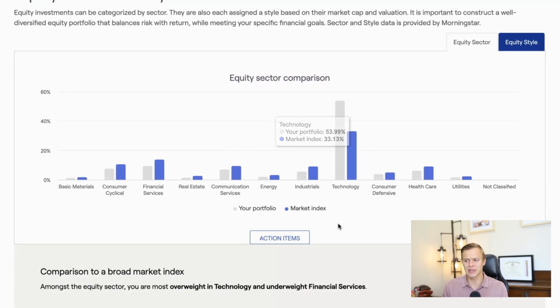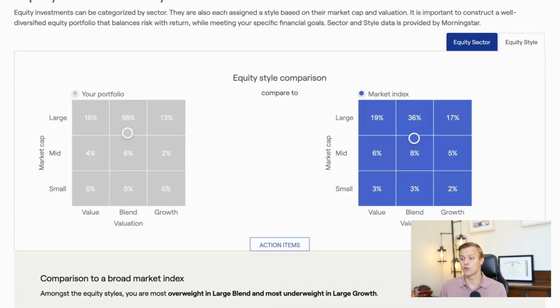And so guys, this is a really good way to look at your portfolio from a sector perspective to make sure that you are diversified, that you have some investments in each separate sector. And as we can see here, if we would like, we could compare our portfolio against what the market index is doing. So if we go into the equity styles, we can see here the equity style comparison between our portfolio and the market index.